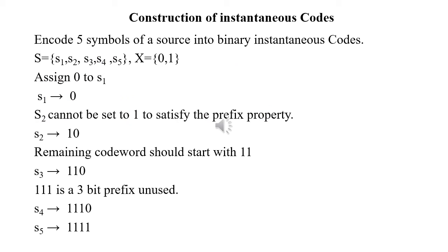Next is the construction of instantaneous codes. We'll see this with an example. Encode 5 symbols of a source into binary instantaneous codes. S equal to S1, S2, S3, S4, S5 and X equal to 0, 1. We can assign 0 to S1. Now S2 cannot be set to 1 because prefix property has to be satisfied and we have to form 4 more code words. Then S2 can be assigned 1, 0. Remaining code words should start with 1, 1. So S3 can be assigned 1, 1, 0. Now 1, 1, 1 is a 3-bit prefix which is unused. So S4 can be assigned the code word 1, 1, 1, 0 and S5 1, 1, 1, 1.